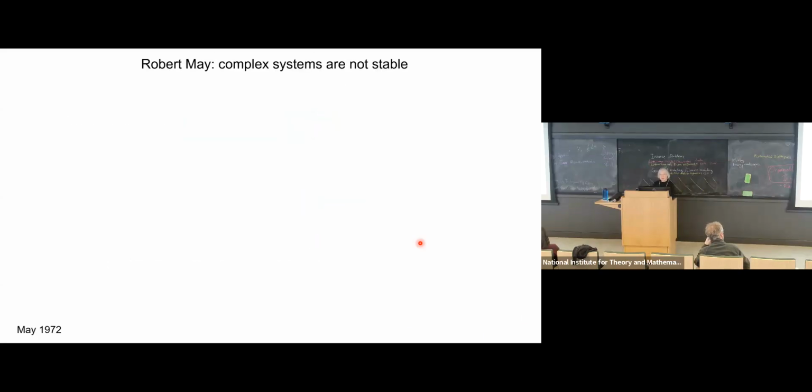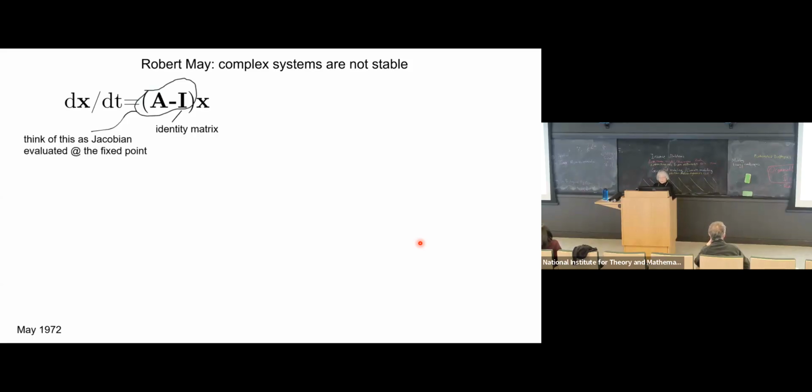So then let me introduce Robert May's work. He applied this to complex systems, and he claimed that complex systems are not stable. He starts with something like this. It looks a bit different from the generalized Lotka-Volterra, but regardless, you can view this A minus I as the Jacobian evaluated at a fixed point. This is a little trick he did, times X.